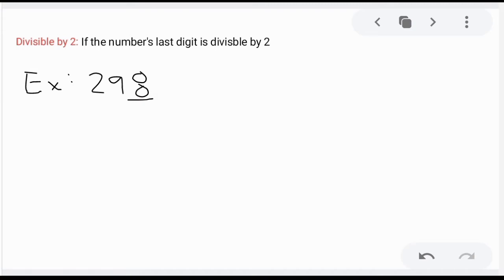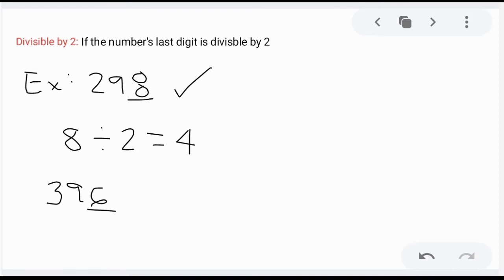So the last digit is 8. Now, let's divide it by 2. So we have 8 divided by 2 is equal to 4. Therefore, 298 is divisible by 2. Now, let's try another example. We have 396. So 6 is the last digit. Then divided by 2, we get 3. Therefore, 396 is divisible by 2.